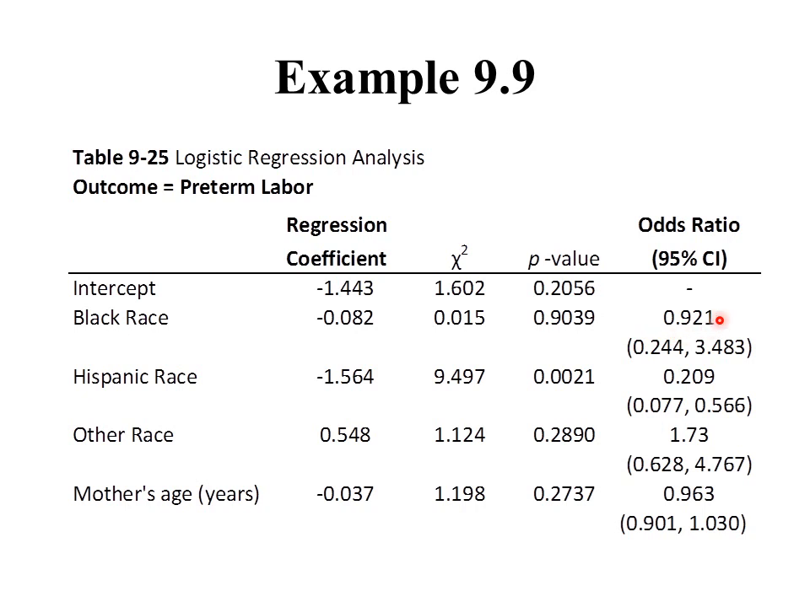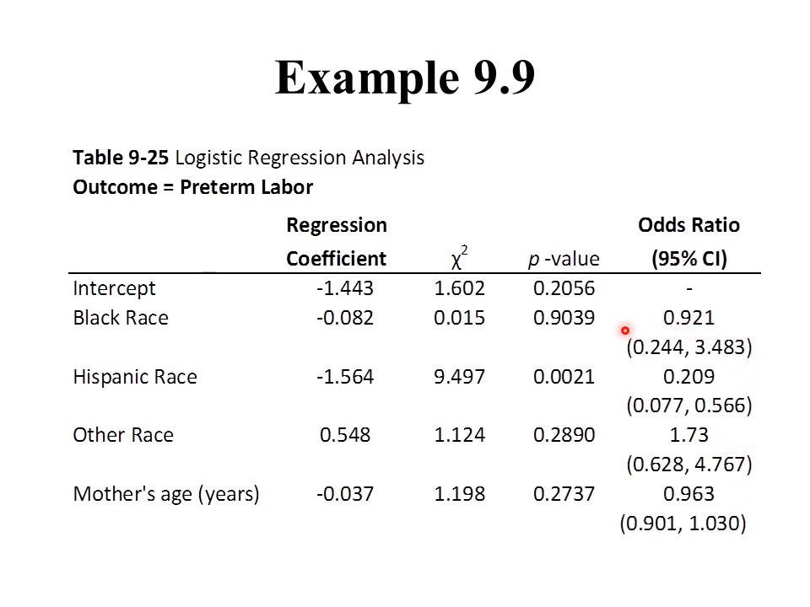And so, for instance, this number right here we could interpret as saying that the odds of a mother from the black race having preterm labor are about 0.921 times higher than white race. Remember that the reference group here is white race. So this one right here, 1.73, means that mothers from another race are about 1.73 times higher or more likely to have preterm labor than white race, and so on and so forth.